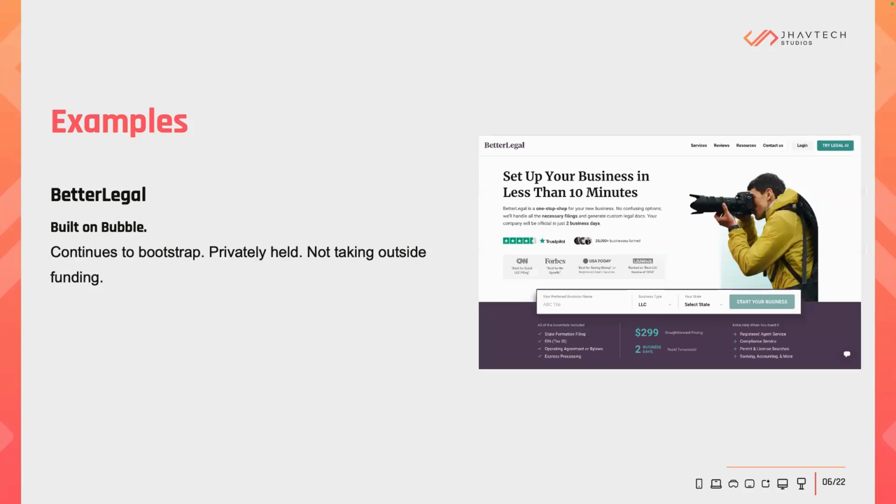And then an international example is Better Legal, which is a US-based startup that helps US businesses get set up from the legal point of view really quickly, cutting the legal requirements from days down to hours. So they built their whole platform on Bubble. They continue to bootstrap that and build it on Bubble, but in their scenario, they're privately held and they're not looking at taking any outside funding at all. So they're happy with the niche that they've built so far.